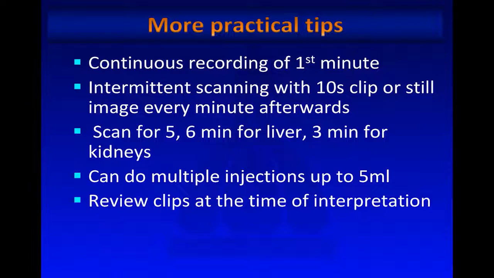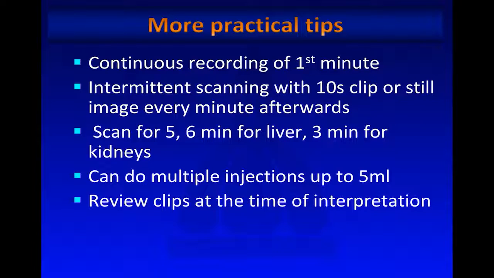So what we do is continuous recording for the first minute to have this high temporal resolution, and that way you make sure that you're not missing the arterial phase, for example. After you've recorded the first minute, you do intermittent scanning with 10-second clips every minute afterwards, and you lift the transducer between, because the more you scan, the more bubbles you destroy. So this is basically an attempt to preserve the bubbles in circulation a little bit longer.